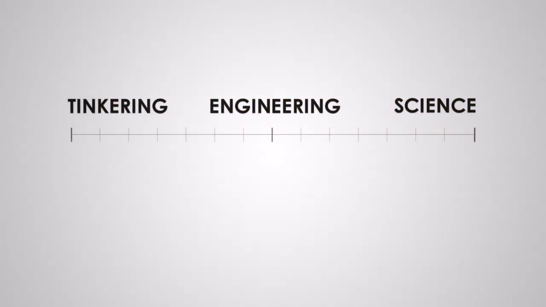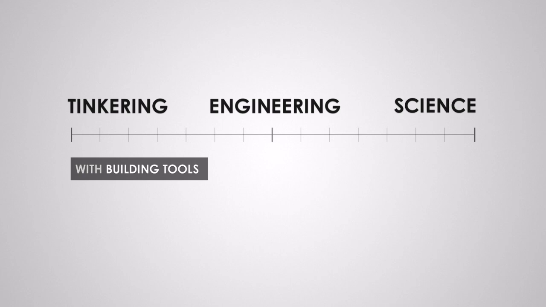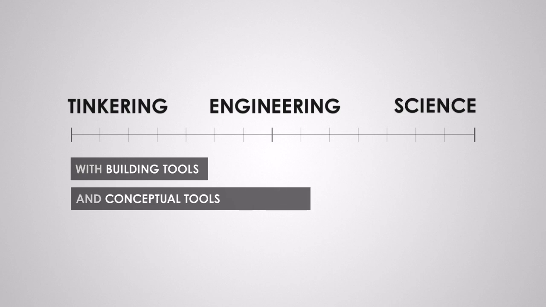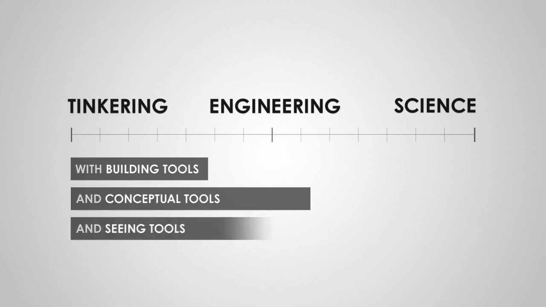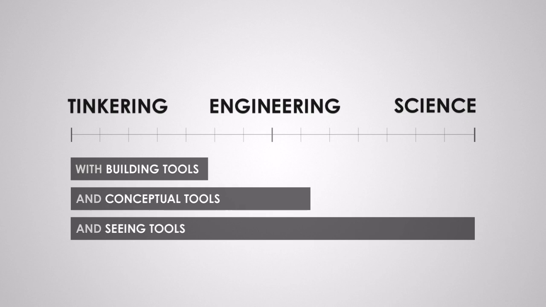So where all this fits in with tools is, if you just give somebody construction tools and teach them how to use them, they can work in this range. If you then also give somebody conceptual tools, if you give them theory, now they can work across this range. But if you want somebody to span that entire space, to be able to draw on all those ways of thinking, they need to be able to see what they're doing. They need powerful seeing tools so they can see what's going on and understand it really deeply.